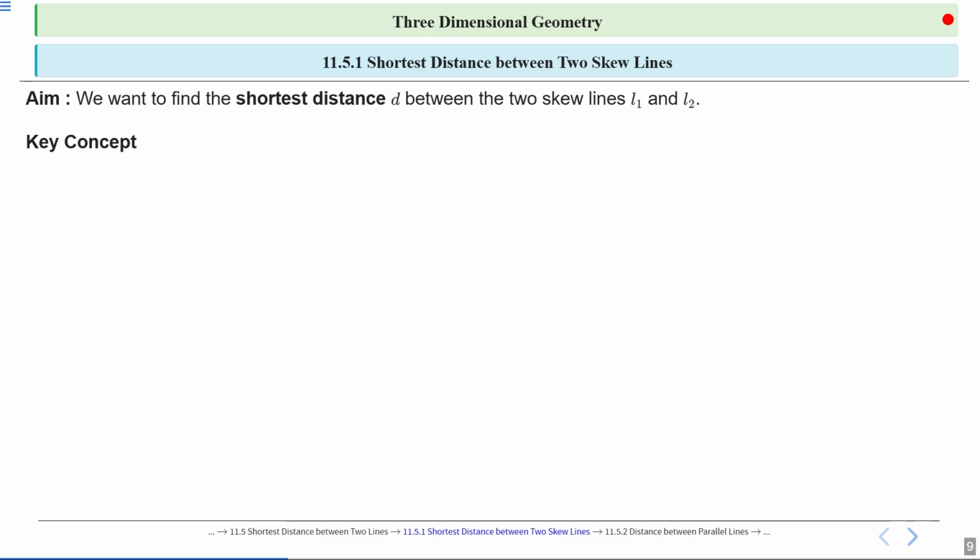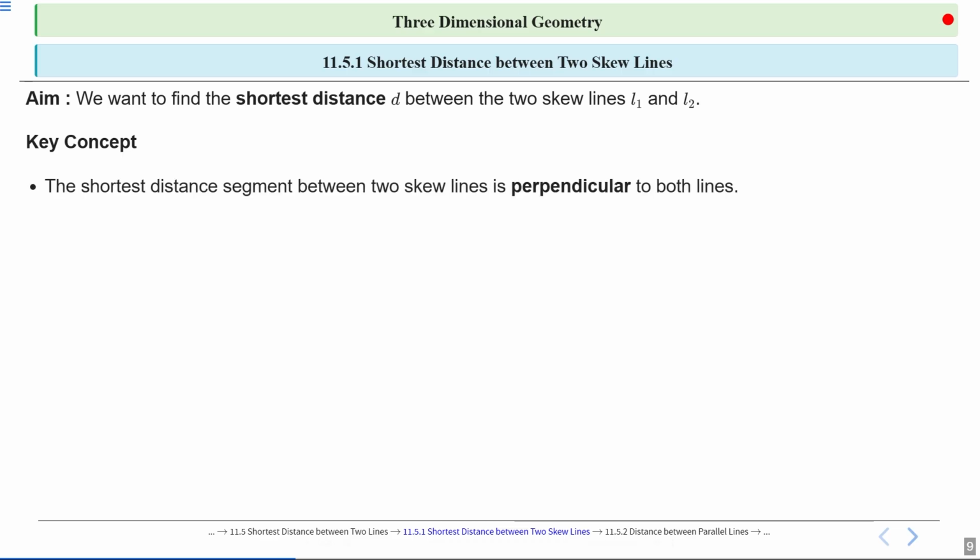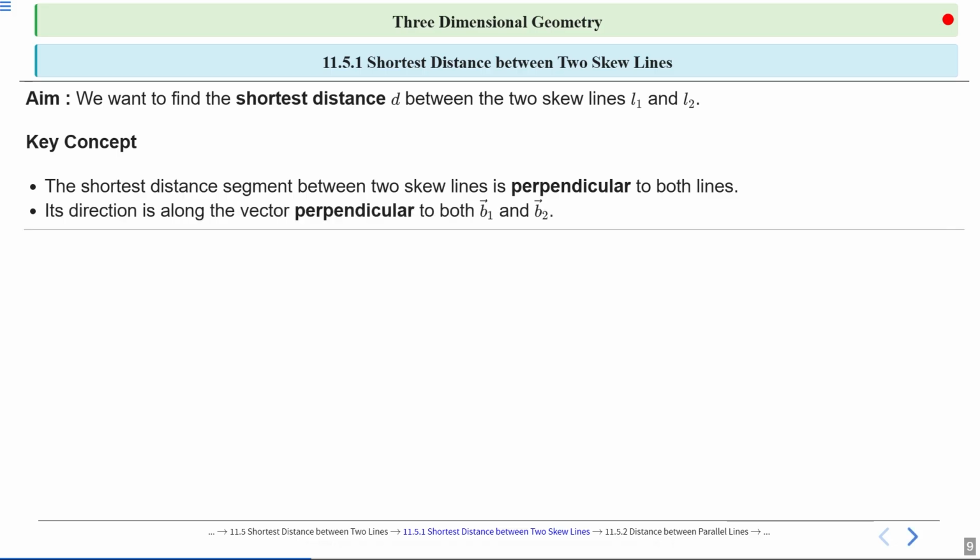Now let's see the key concept. The shortest distance between two lines is always along a segment that is perpendicular to both the lines. The direction of this shortest segment is given by a vector that is perpendicular to both direction vectors of the lines, which we can call B1 and B2. In other words, the vector we need is the cross product of B1 and B2, since the cross product gives a vector perpendicular to both.